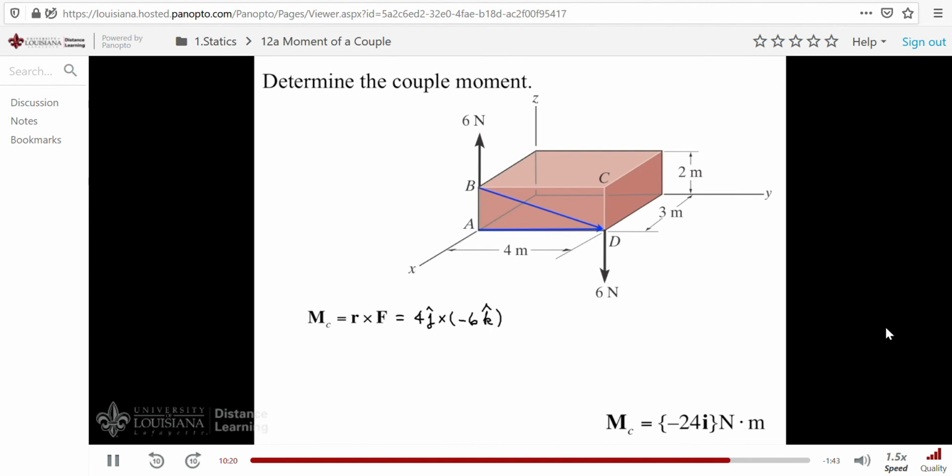Of course, I can also solve the problem by going the other way. For example, extending a vector from D to B, or even one from D to A. Here the r would equal minus 4j, and we're directing it to the force 6k. The cross product gives us minus 24 i.